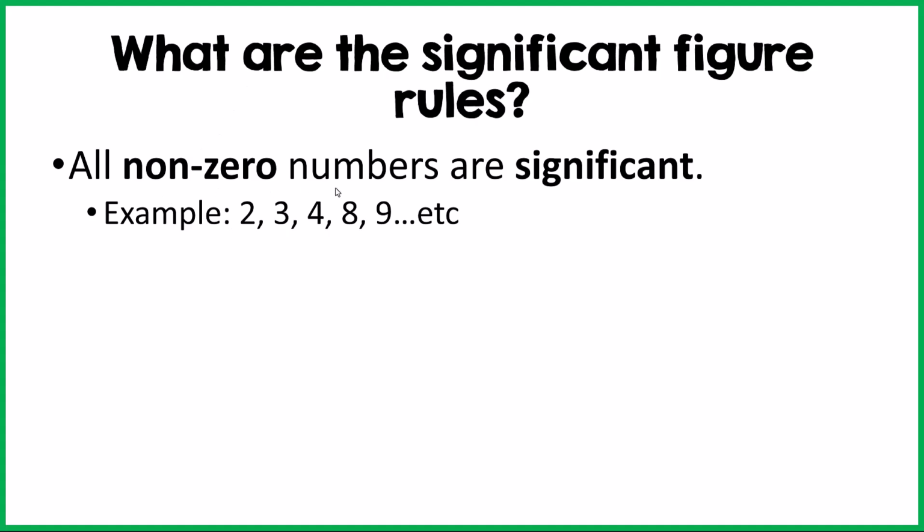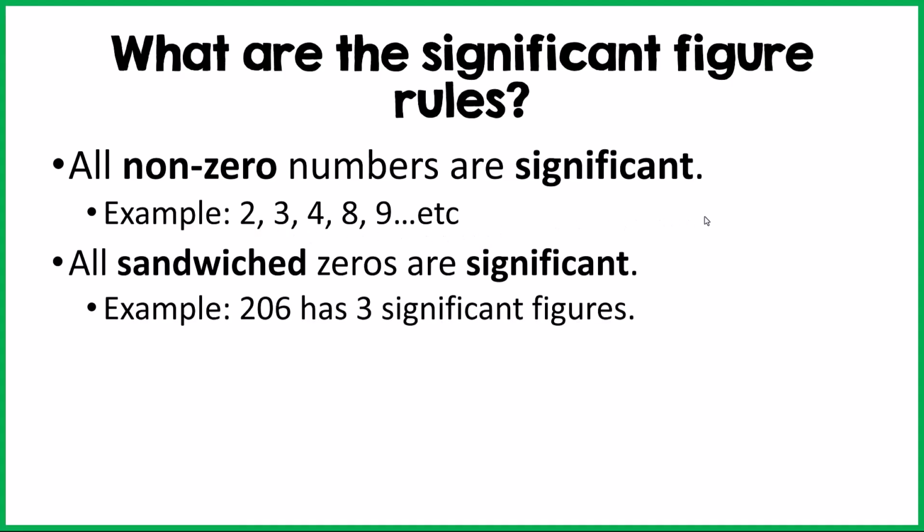So these non-zero numbers would obviously be anything but 0: 2, 3, 4, 8, 9. All sandwiched zeros are also significant. So if a measurement is 206 milliliters, for example, this is going to have 3 significant figures. This 0 in the middle is going to count. We can't just take it out because it's going to give us a completely different number.